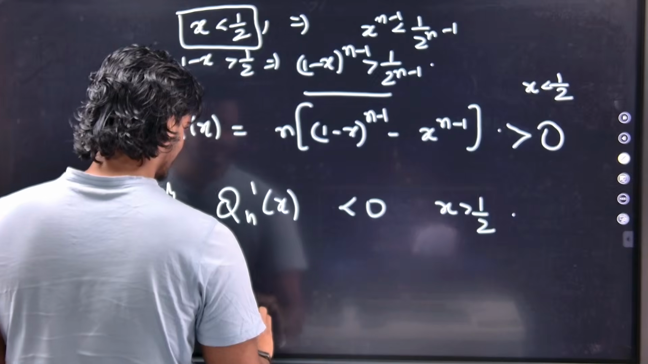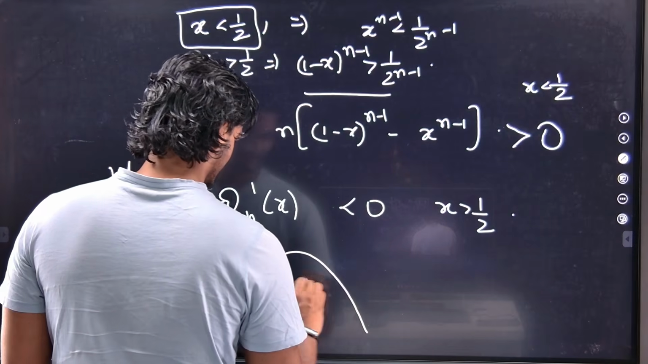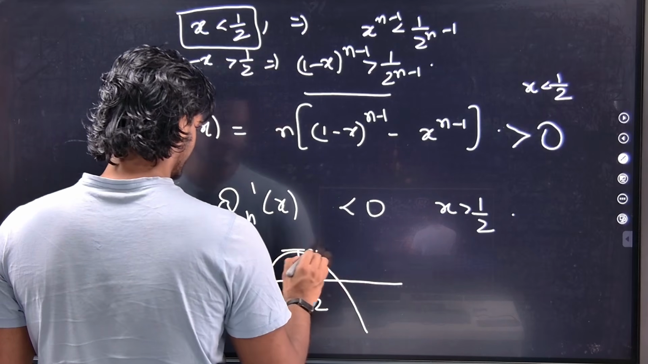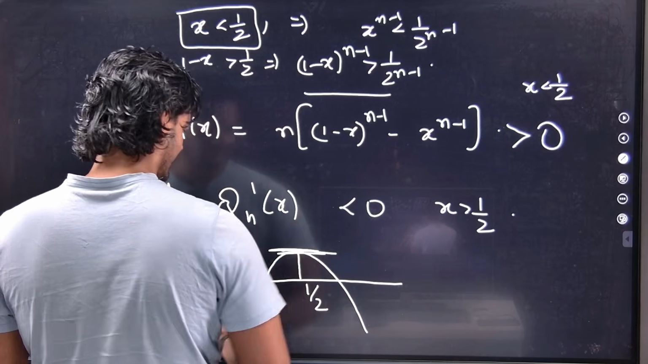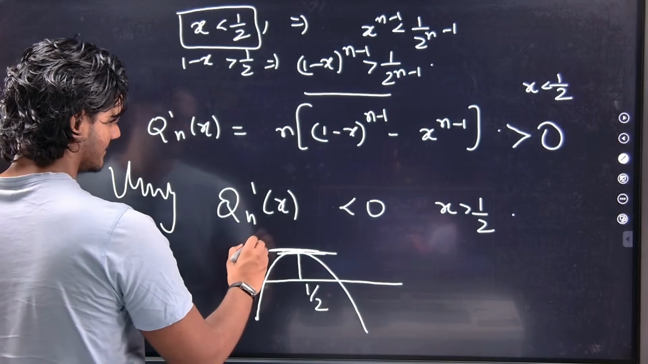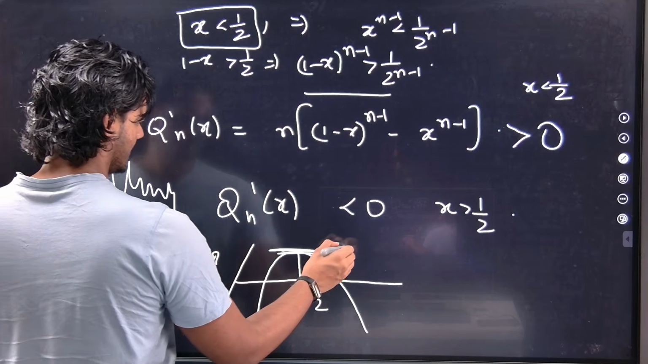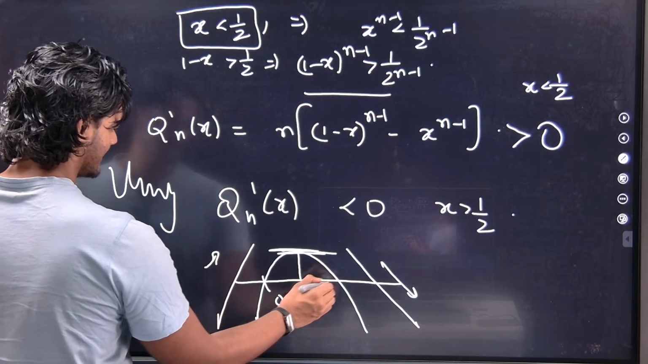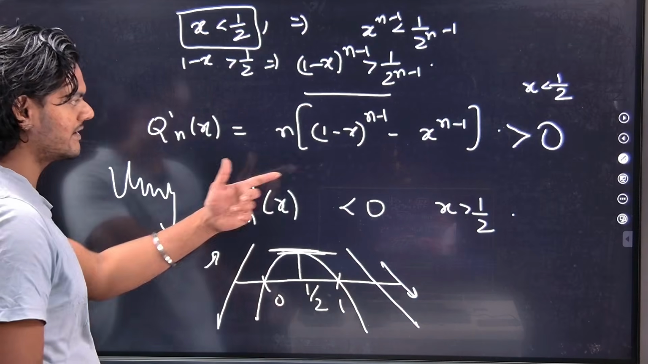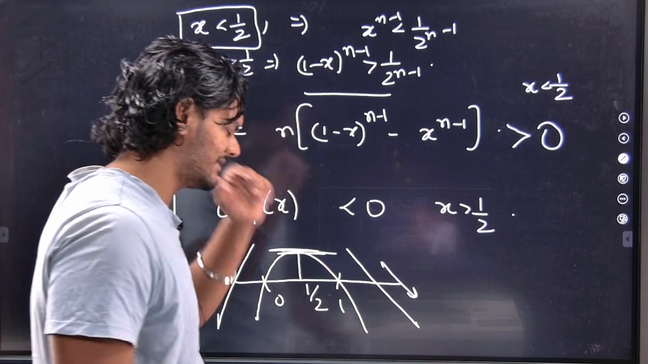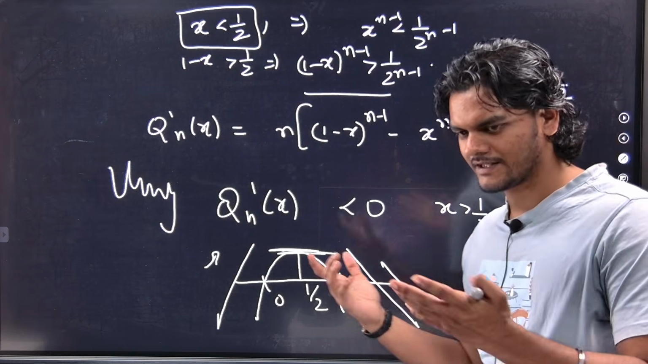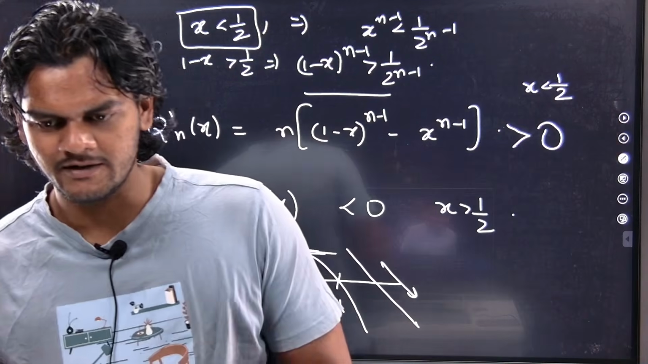That means it is something like this. At 1 by 2, it is 0. For less than 1 by 2, it is increasing. Here it is decreasing. So it has to intersect only at two places, and we know that 0 and 1 are the roots of this. So yeah, it's a very, very easy question. But you have to write the steps properly. I think that was the important part in this question.